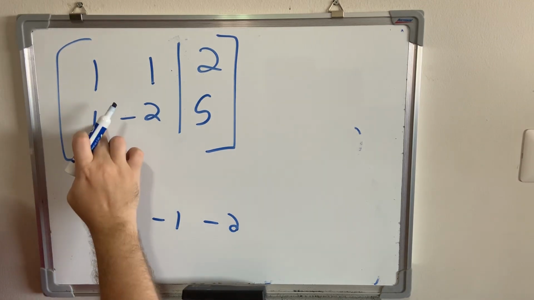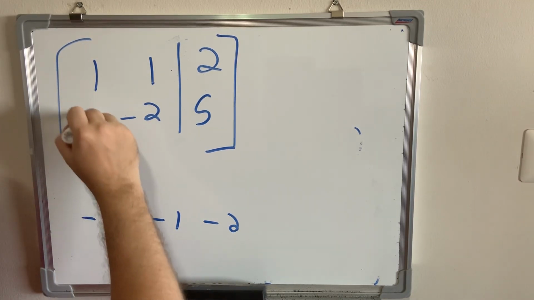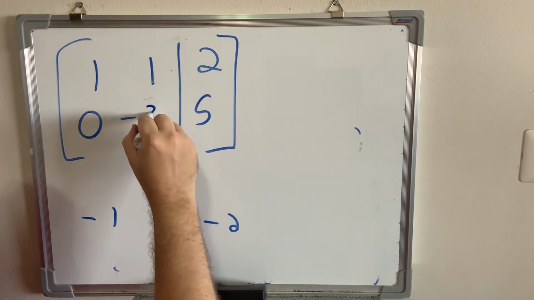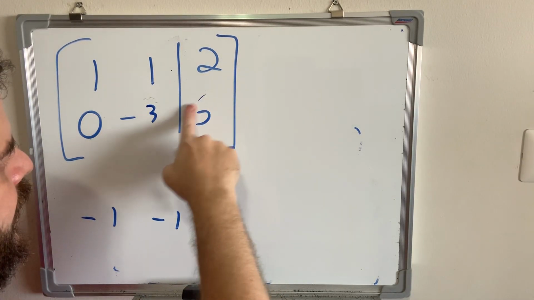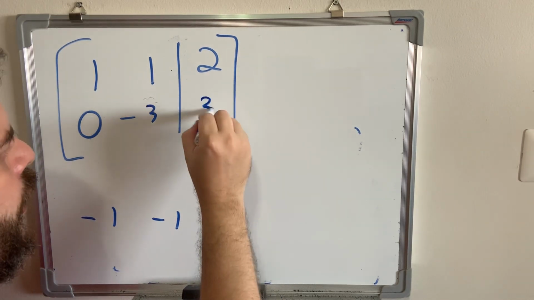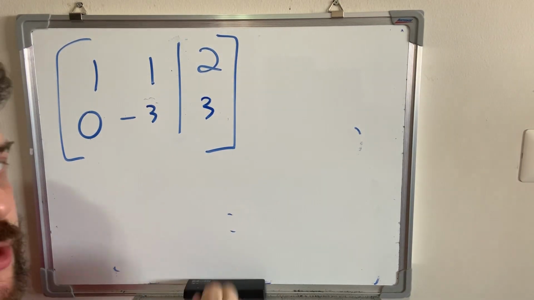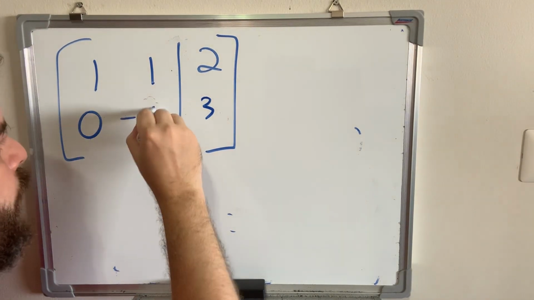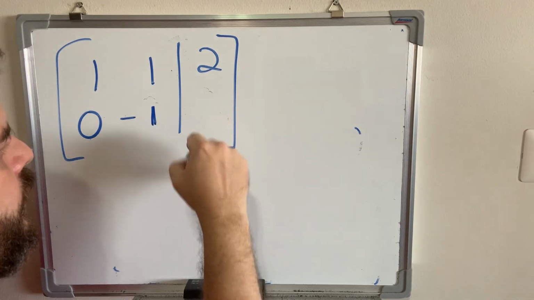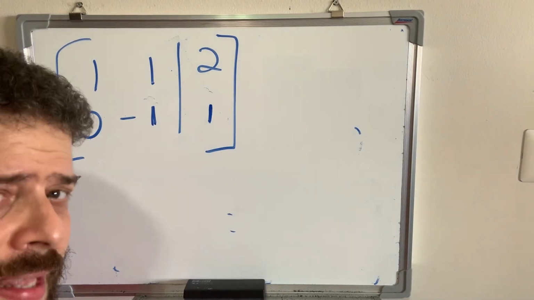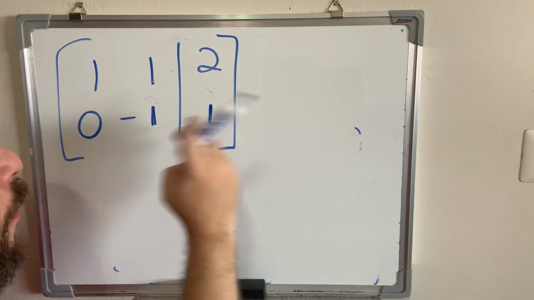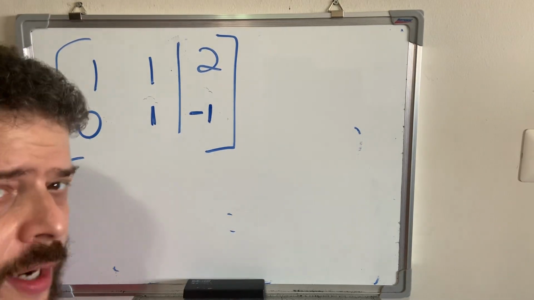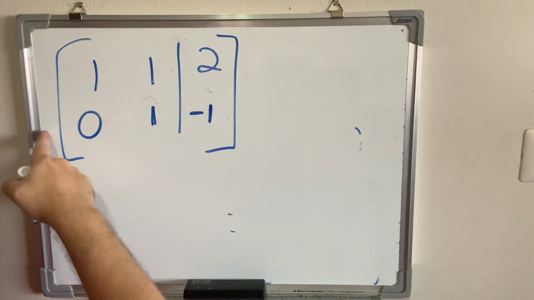When I add this and this, I get 0. When I add this and this, I get -3. When I add this and this, I get +3. Currently, that is my new matrix. Now I divide this row by 3 to end up with 1 here and 1 here. Next, I'm going to multiply that same row by -1 just so I can switch these signs and end up with a 1 here.